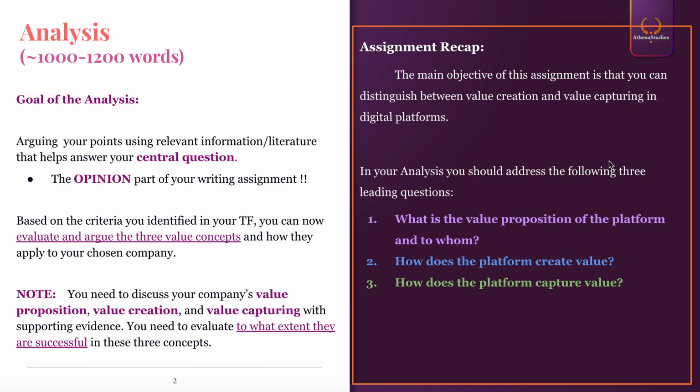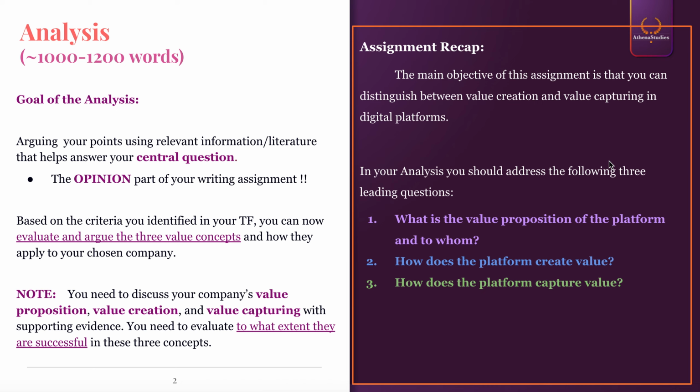Why do you even need to write an analysis? The reason is that you're going to be arguing your points using relevant information and literature, and it's going to help you answer your central question. To what extent does your specific company create value, capture value, and how does that fit in with their value proposition? So this is the opinion part of your writing assignment.